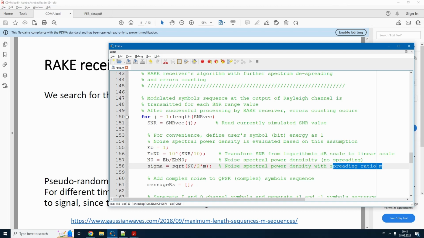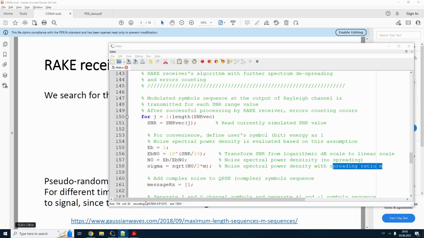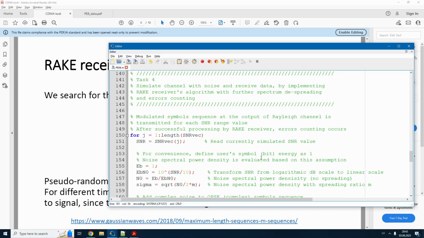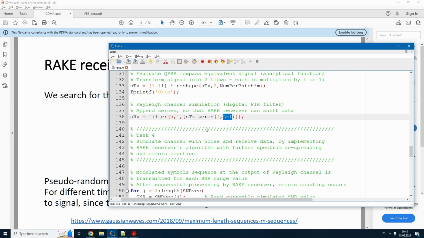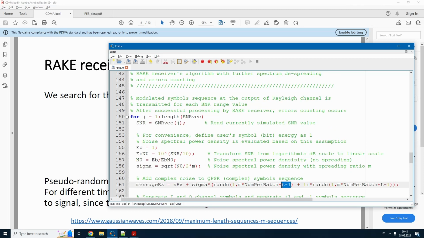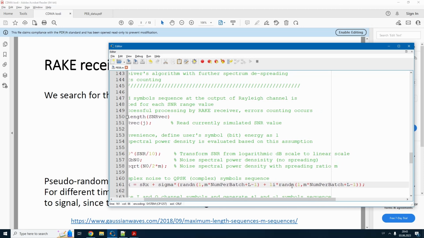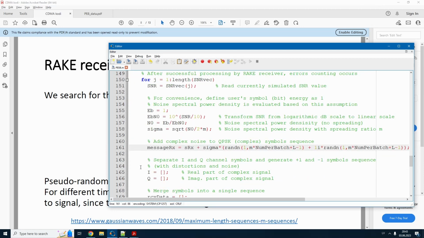Once that has been done, what we have to do is add some noise. So we multiply sigma, we generate the real part noise, which is 1 by M multiplied by number per batch plus L minus 1. Since we have appended L minus 1 zeros, the length of our vector has changed accordingly, and we added that here. Originally the length was M times number per batch, but now we add L minus 1 zeros, and we account for that in both the real part and the imaginary part. Now we have a noisy signal.